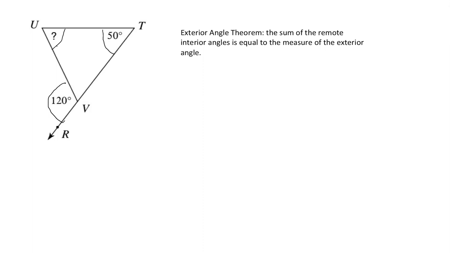Now, the exterior angle theorem states we're going to call this X. If we take X and add that to 50, it is going to be equal to 120. Now, suppose we want to find out what the measure of angle U is. We're going to take 50 and subtract it from both sides. So X is going to be equal to 70. So the missing angle U is equal to 70 degrees.